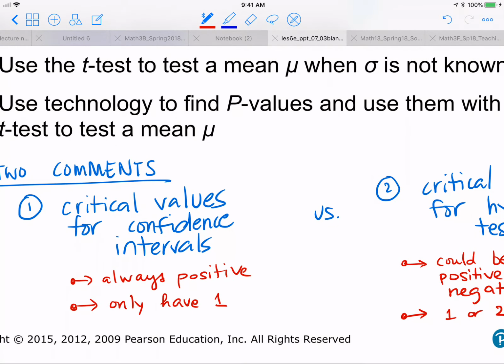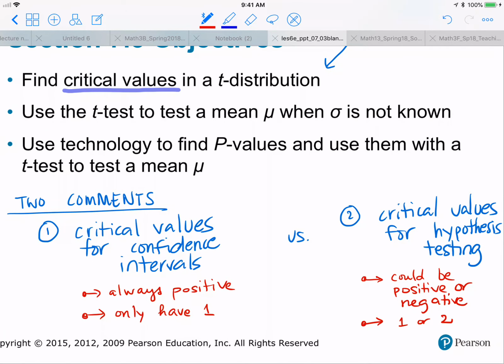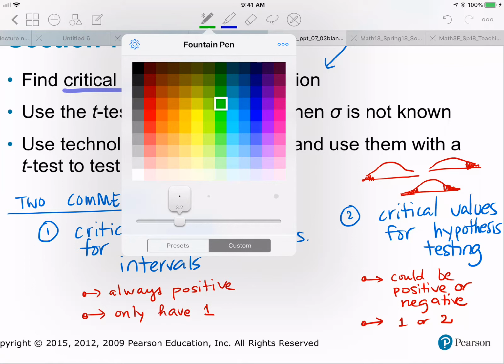Okay, so keep in mind how we find our critical values is a little different. When we're doing a critical value for hypothesis testing, the way we find it changes based on whether we have a left-tailed, a right-tailed, or a two-tailed test, right? Because based on your alternate hypothesis, HA, you're doing either a left-tailed, right-tailed, or two-tailed test.